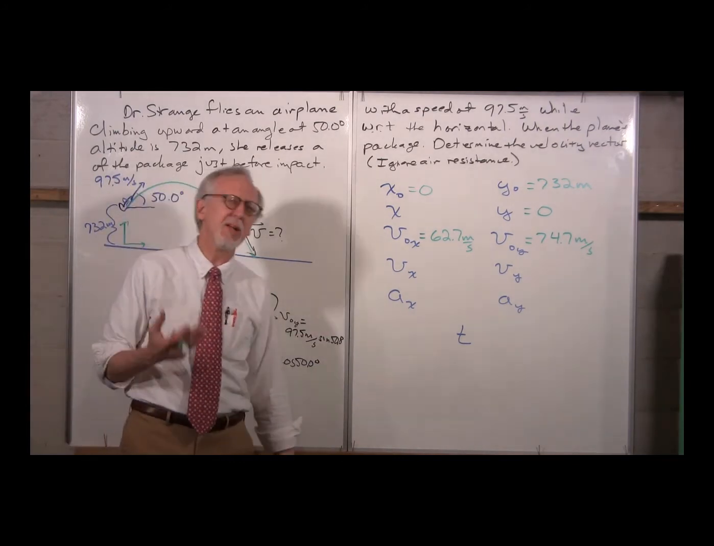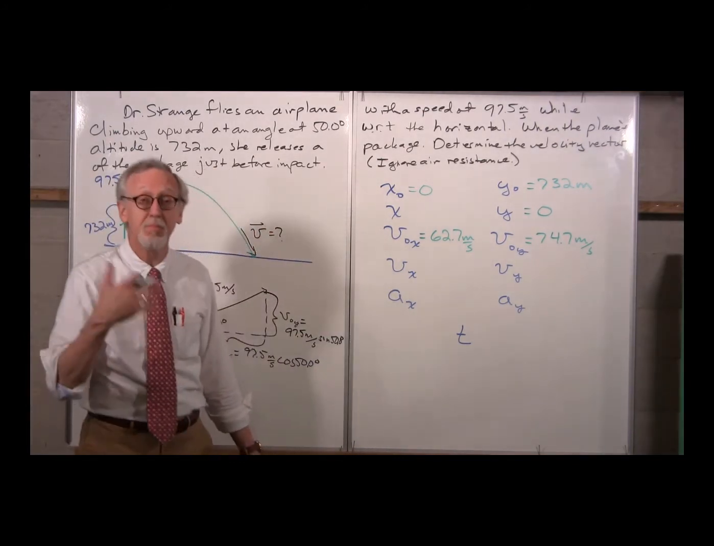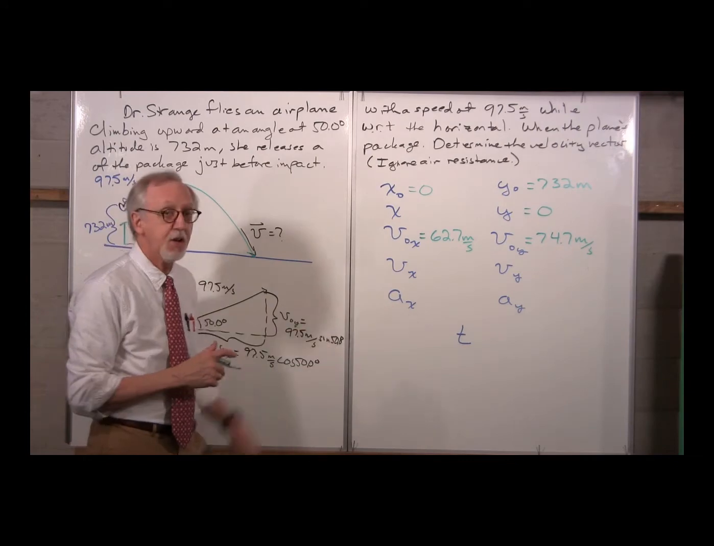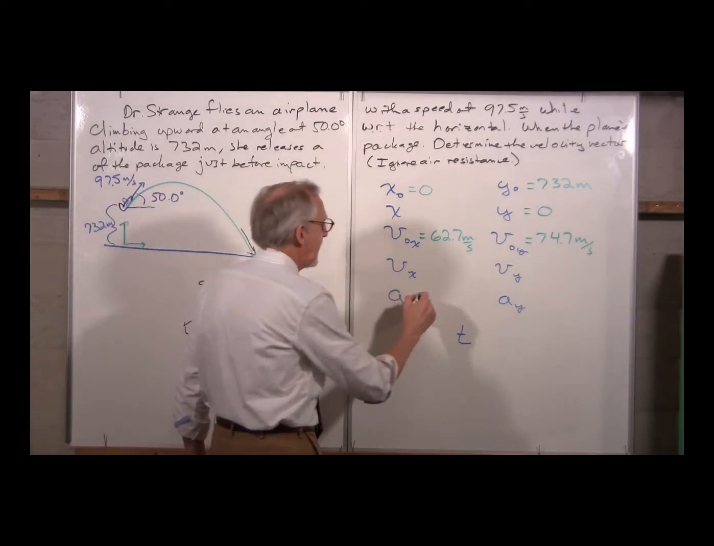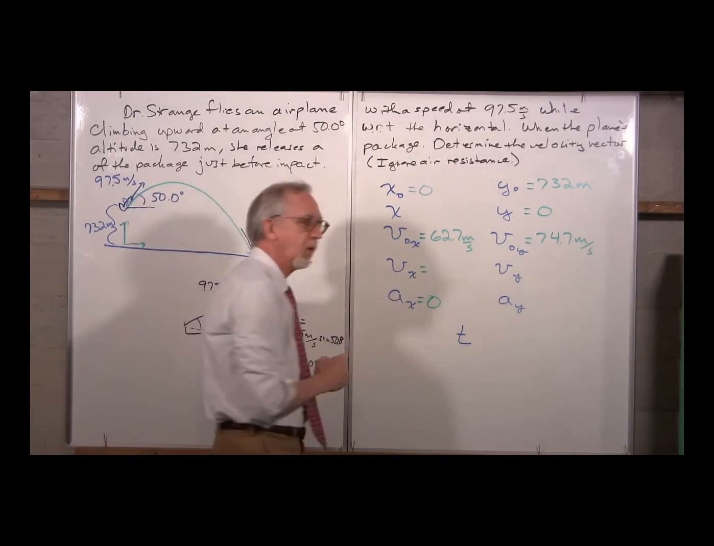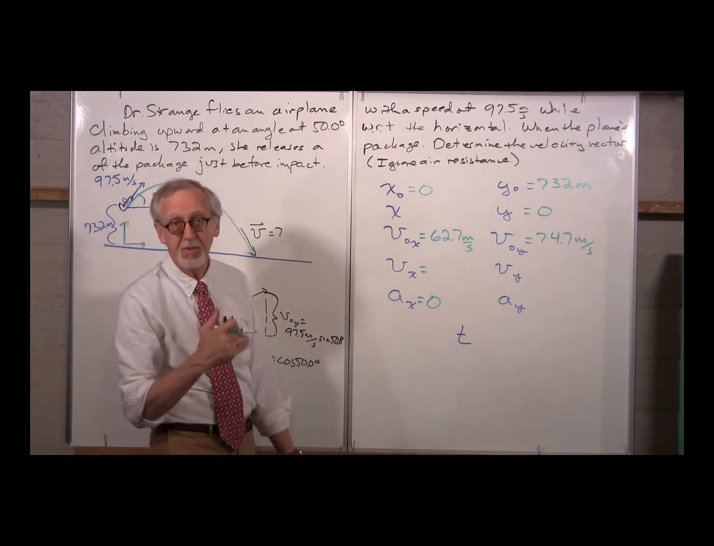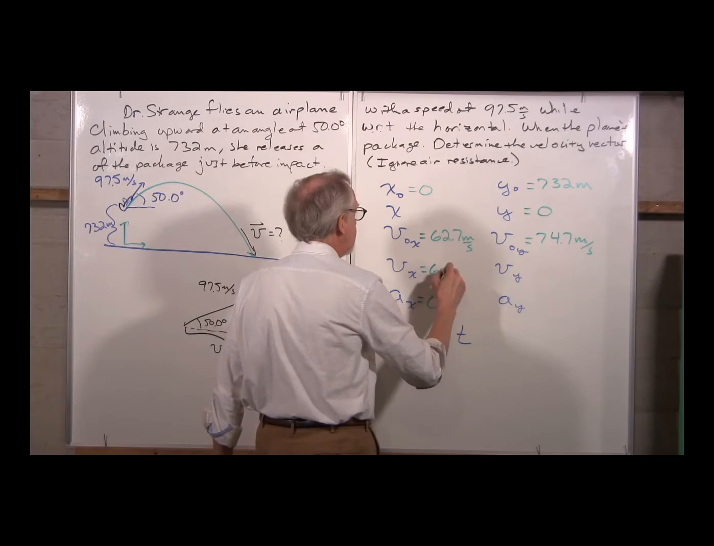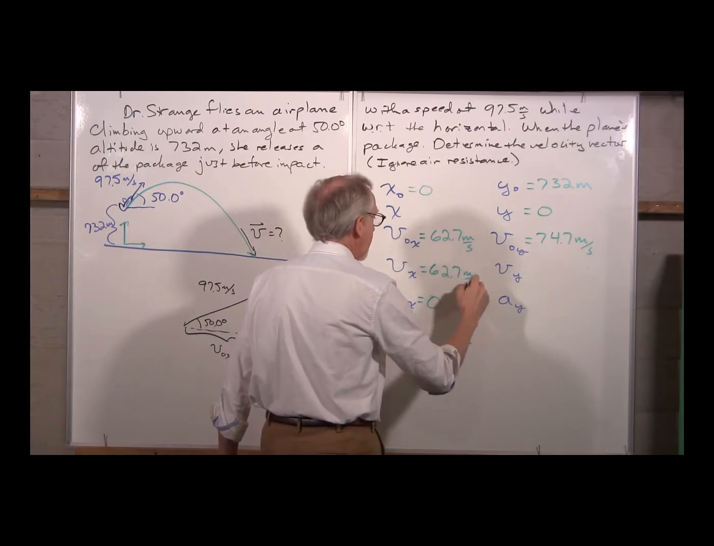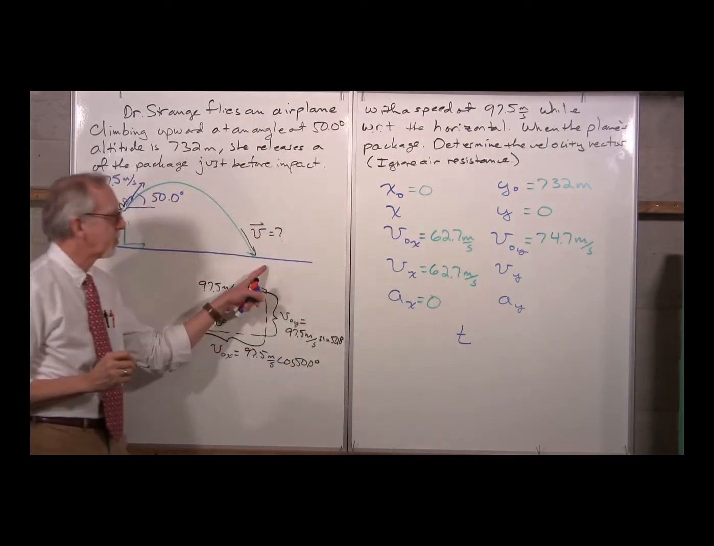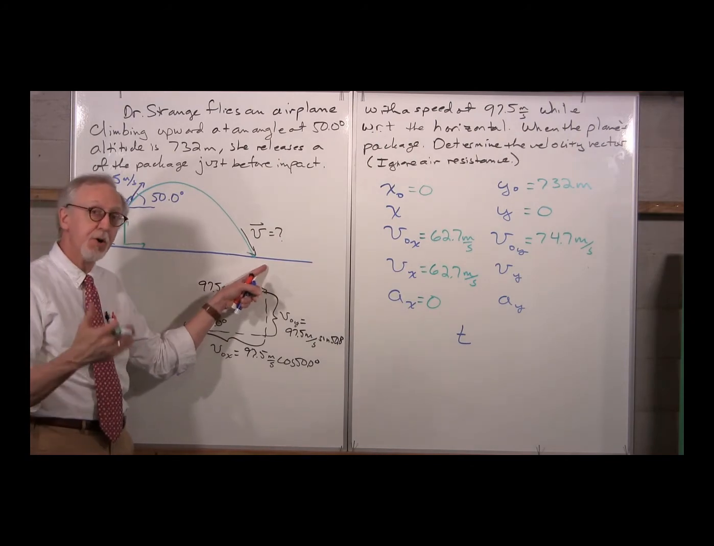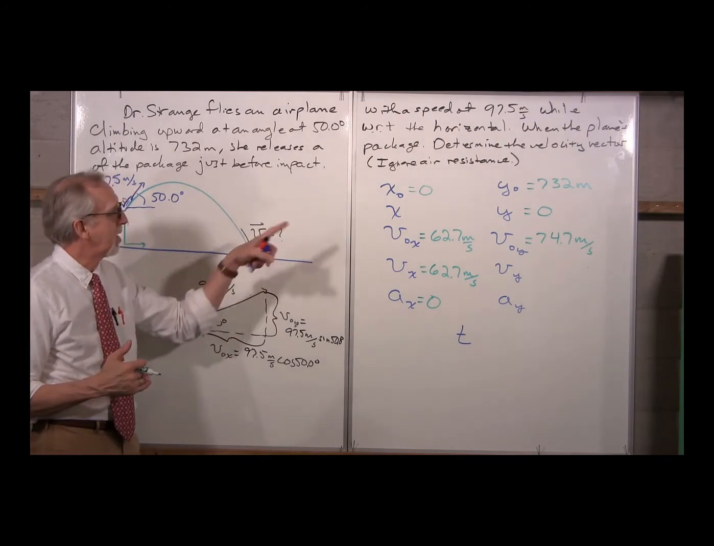But wait a minute, do we really not know? Well, maybe you could think ahead. We know that Ax is going to be 0. So what's Vx? Think about it. It's the same as V naught x. So we know it is 62.7 meters per second. Excellent. Well, that's already part of the problem. We have found the x component of the final velocity. That's part of what we're looking for.